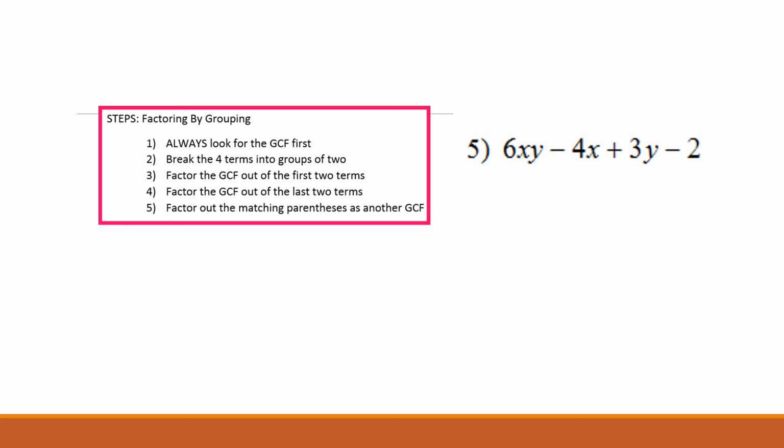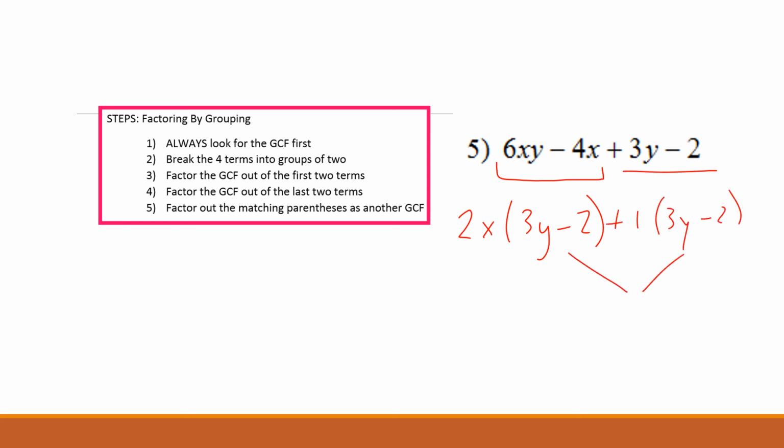Got to introduce the y here, but again, it's 4 terms, so follow your same rules. Pair those up, take a 2x out, 3y minus 2. I already have a 3y minus 2, so I'm going to write just plus 1 there. These are the same, these are the same. 2x plus 1, 3y minus 2.